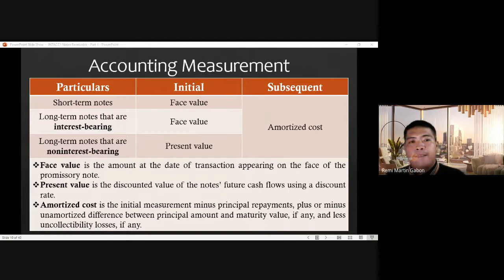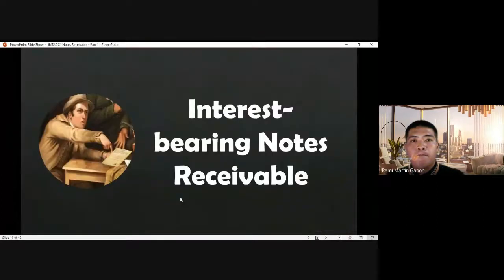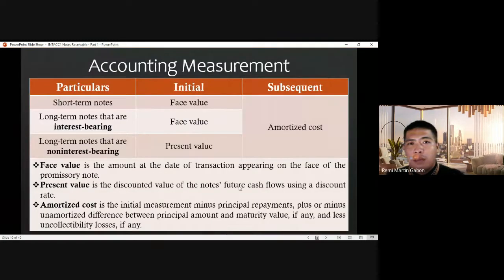So yan. Yan yung ating subsequent measurement. Initial and subsequent measurement. Later, i-apply natin yan sa problem solving. So before I proceed with interest-bearing notes receivable, any question or kindly raise hand if nahabol yung accounting measurement.